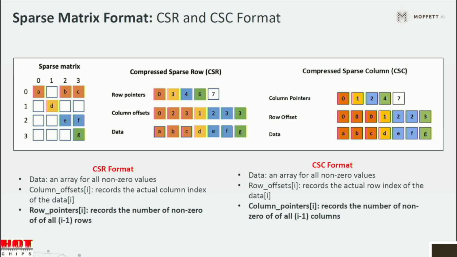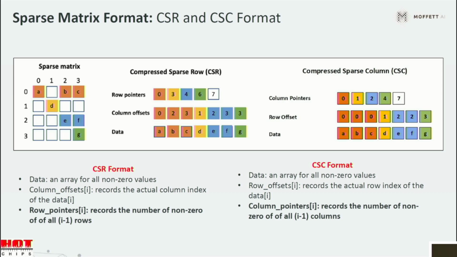So the data, as we can see here, stores all the non-zero values of the whole matrix. Here we can see A, B, C, D, E, F, G. We have 7 non-zero values, so the data array stores all of those. And then we have a column offset, and the column offset records the actual column index of the data.